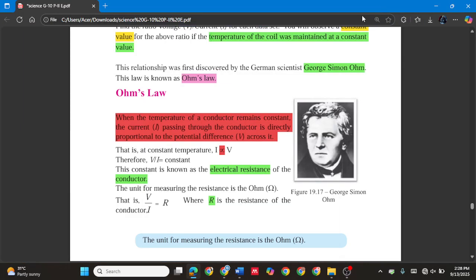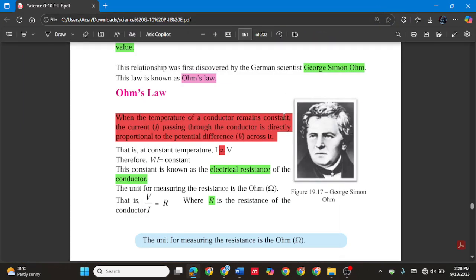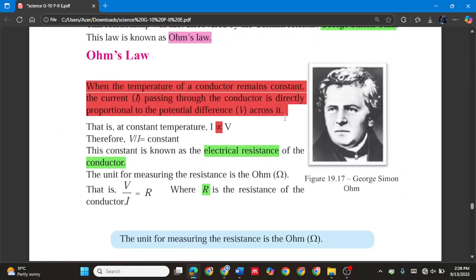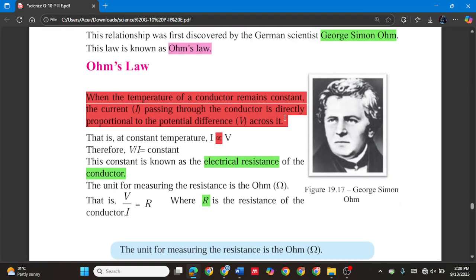Okay, we stopped here in Ohm's law. When the temperature of a conductor remains constant, the current passing through the conductor is directly proportional to the potential difference across it. That is, at constant temperature, I is directly proportional to the voltage. Therefore, V over I is a constant. This constant is known as the electrical resistance of the conductor.